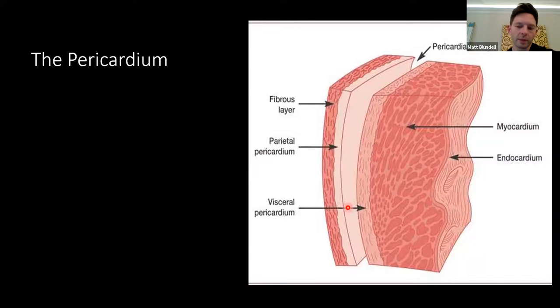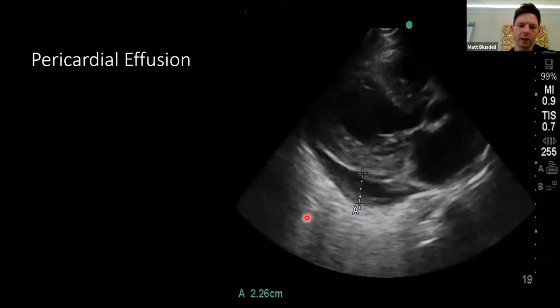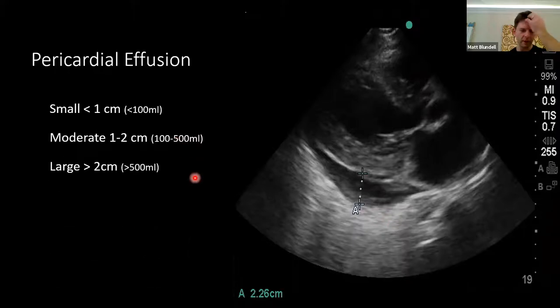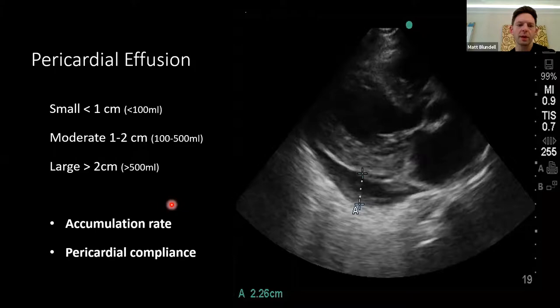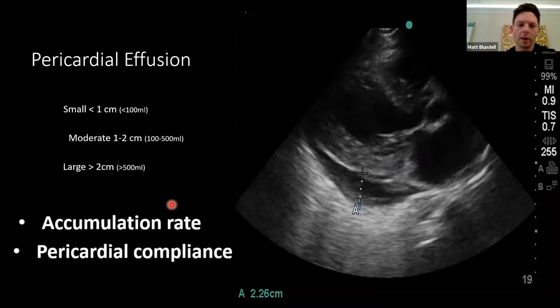You can normally have up to about 50 mils of physiological fluid in the pericardium. When that increases, you can pick it up with your echo probe. And it's mainly to do with the rate of accumulation, which is the most important point. If you do have a pericardial effusion, on the parasternal long axis, you want to fan in and out through each area to find the biggest pocket and then measure it. It gives you a crude estimate of how much fluid you have. A small effusion, less than 1 centimeter, would be less than 100 mils. Moderate, which our patient had, between 1 to 2 centimeters, up to 500 mils. Anything over 2 centimeters is over 500 mils. But as I said, it's more to do with the rate of accumulation and the subsequent pericardial compliance that's the important factor.